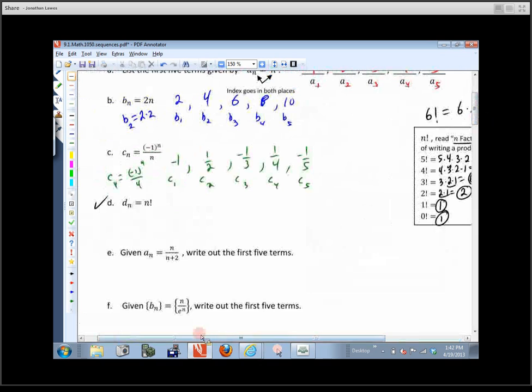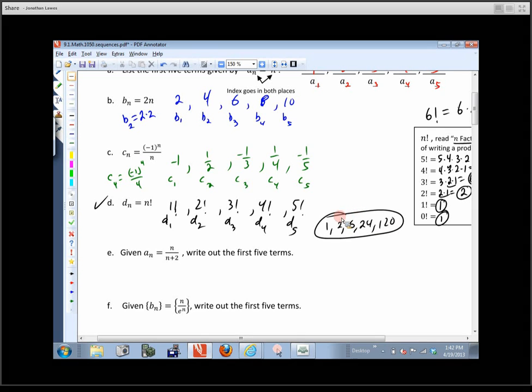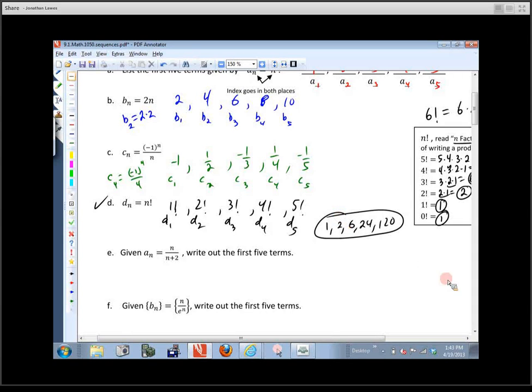Okay, so let's take a look at this. If I do d sub n is n factorial, so this is going to be the first term, the second term, the third term, the fourth term, the fifth term. This is going to be 1 factorial, 2 factorial, 3 factorial, 4 factorial, and 5 factorial. Okay? Now, I could leave it like that, but we'd probably like the list that it represents. So that's going to, again, be 1, 2, 6, 24, and 120. There is our sequence. Sequence produced by that formula right there. Okay, would you do the next one? Would you go ahead and write out what a sub n is here? So do E.